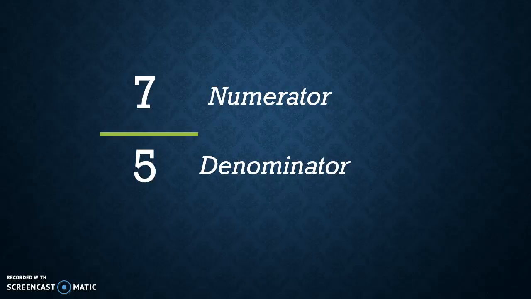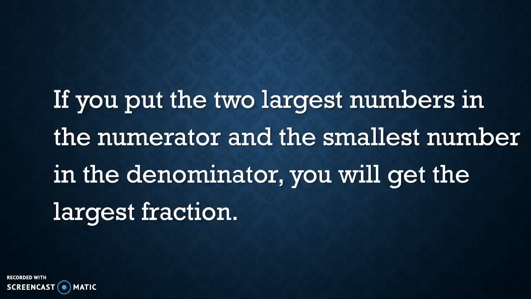The next thing that we're going to talk about is your explanation. A lot of you did not even have an explanation, okay, so that's a correction that you're going to have to make. And then others, you had an explanation, but you didn't go far enough, okay? You didn't explain why. So for example, if your rule is if you put the two largest numbers in the numerator and the smallest number in the denominator, you will get the largest fraction. Okay, that's great. Why? You have to put in your explanation.